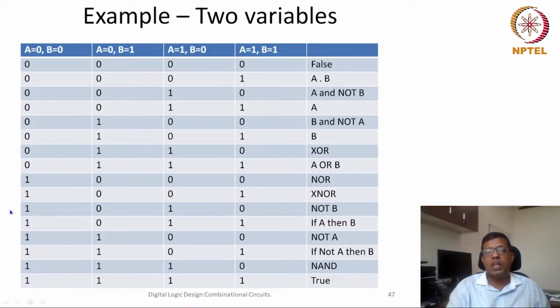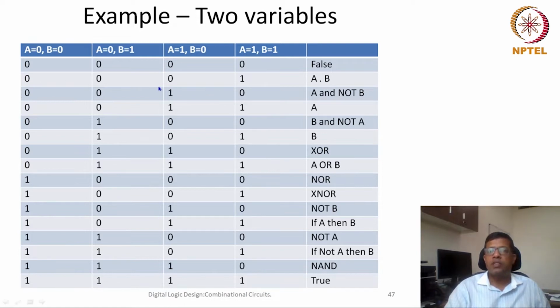So for example, if my truth table output for all these combinations is 0, that means I can say this function is false. F is always going to be 0. Similarly, if the first 3 are 0 and it is 1 only if a equal to 1, b equal to 1, I can say it's actually a truth table for an AND gate.